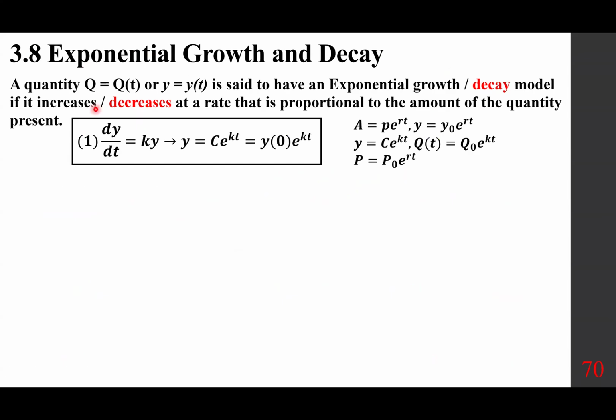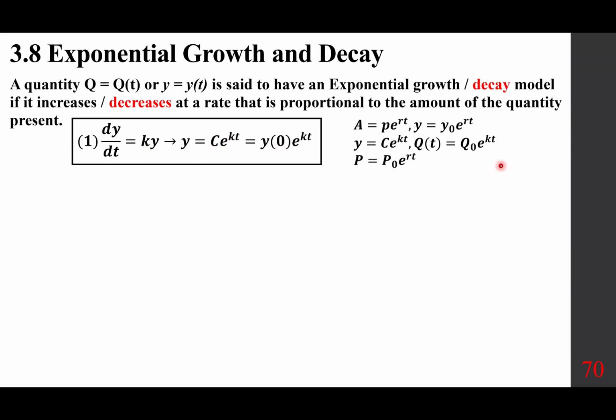Exponential growth and decay: a quantity Q or Q of t or y of t is said to have an exponential growth or decay model if it increases or decreases at a rate that is proportional to the amount of the quantity present. dy/dt is k times y, or y is c e to the power of kt. C is the initial value, y of 0. Sometimes they call it y sub 0.